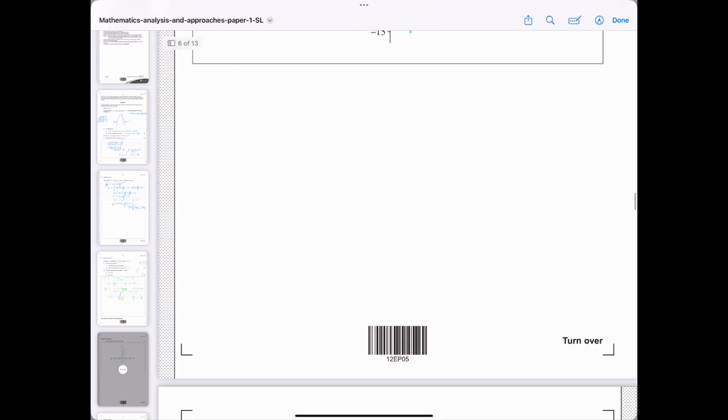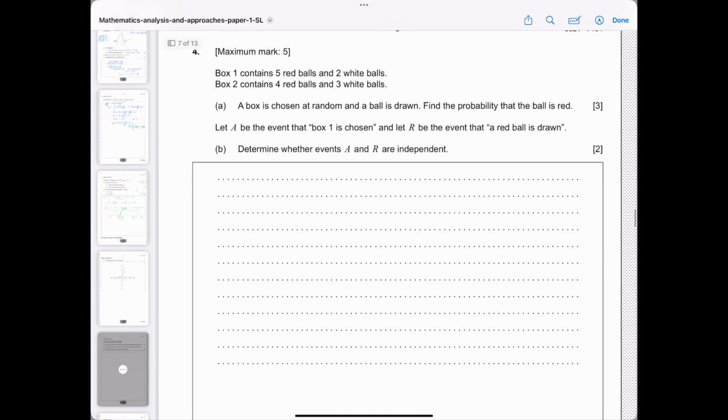Oh, hang on. Now, right, box 1 contains 5 red balls and 2 white balls. Okay, and box 2 contains 4 red balls and 3 white balls. A box is chosen at random and a ball is drawn. Find the probability that the ball is red.